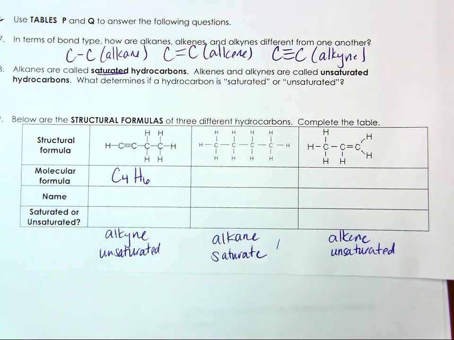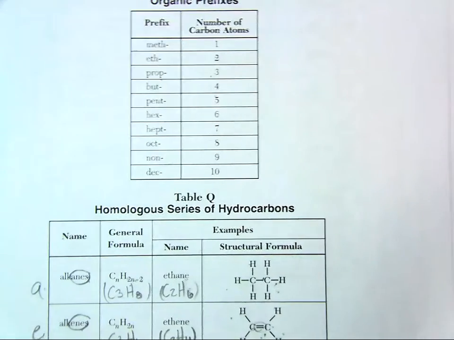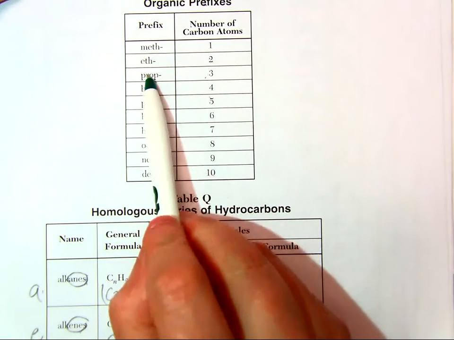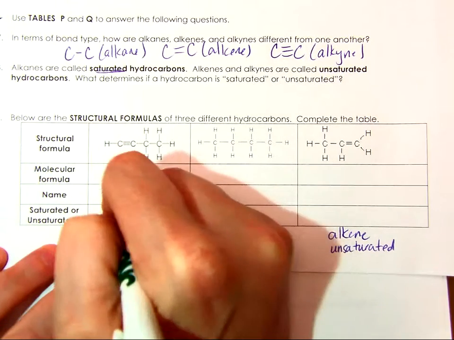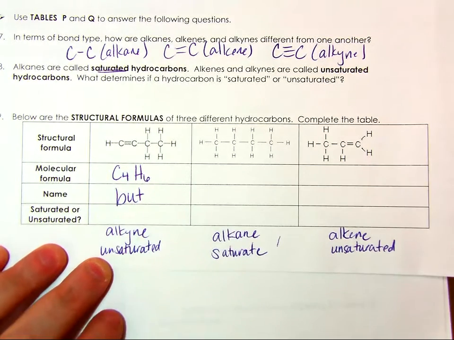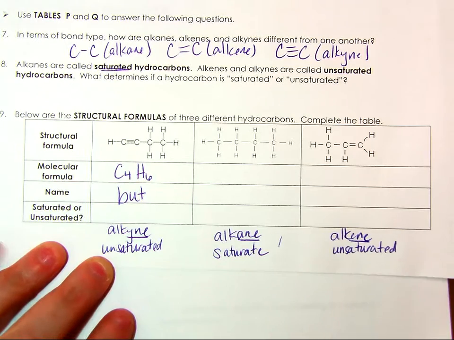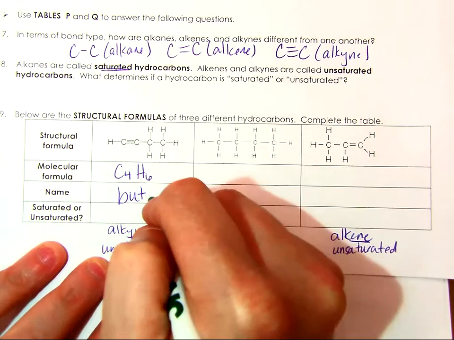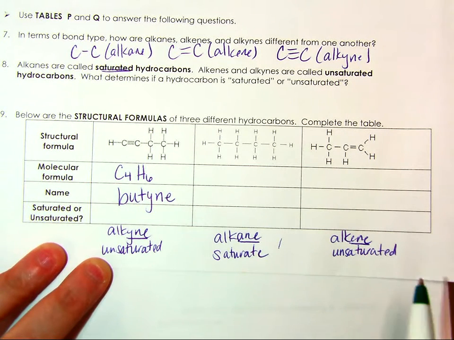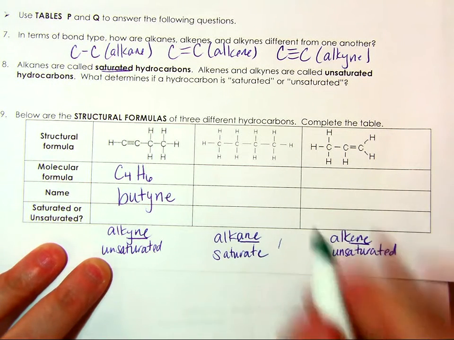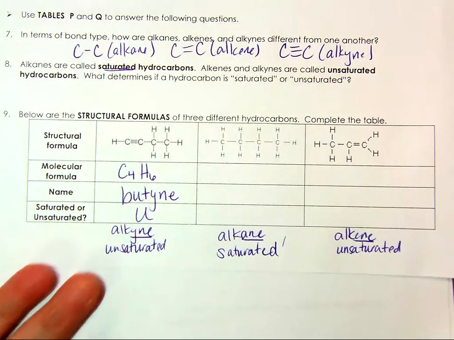Now I can name this. I can name this because I can now use my table O. 1, 2, 3, 4. My prefix is going to be but. And my last name is going to be the last name of my homologous series. So this is going to be called butyne. And like we know about alkanes being saturated, alkynes are going to be unsaturated. So I'm just going to put a U there.